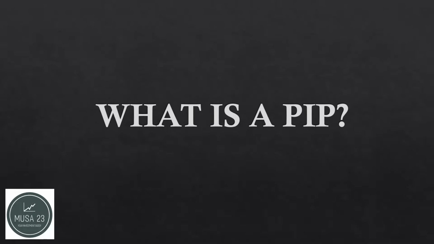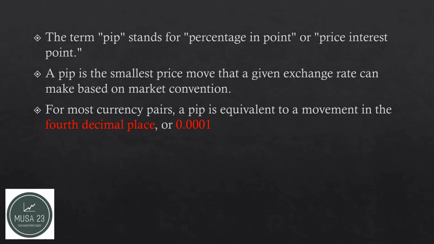Today we're discussing basic concepts in Forex trading, the pip. Understanding what a pip is and how it works is crucial in Forex trading. So let us break it down step by step. The term pip stands for percentage in point or price interest point. So the pip is the smallest price movement that a given exchange rate can make based on the market conversion.